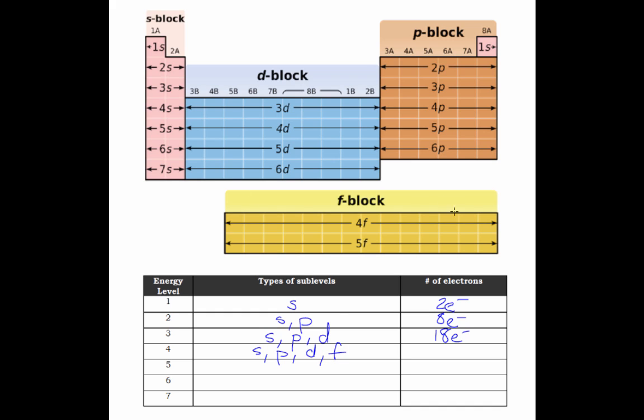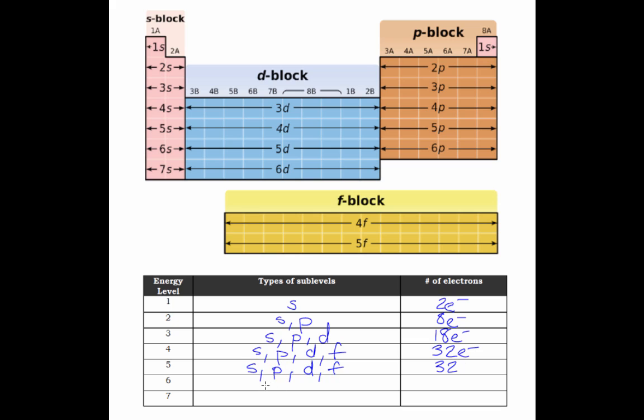And if you were to count all those boxes up, it adds up to 32 electrons. The fifth energy level is the same way: S, P, D, and F, and is also 32 electrons. The sixth has S, D, and P, but no F, at least not yet. They may make some elements that have electrons in the 6F energy level, but it hasn't happened yet.